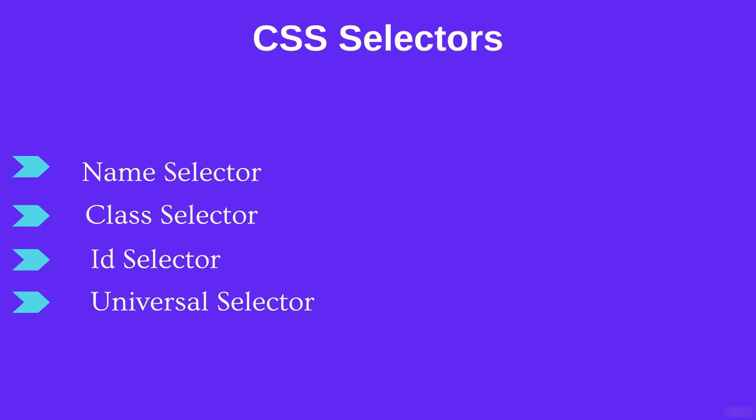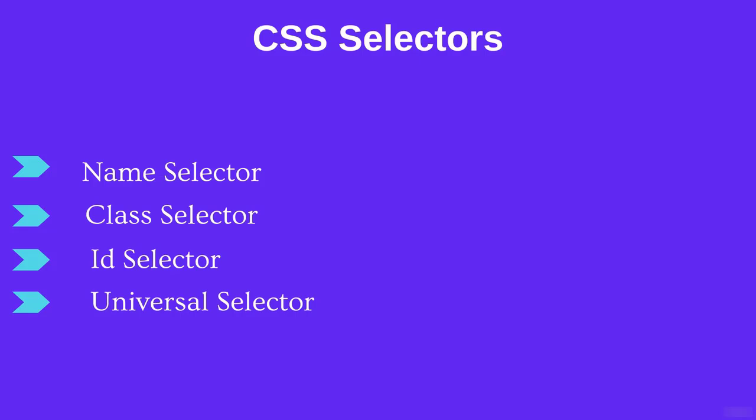The name selector is where you pass the name of the particular tag for which you want to apply the styles. For example, if I want to make some styles for the heading h1 or h2, I will use h2 as the name of the tag, and inside it I will put all the styles which I want to apply for that particular tag.